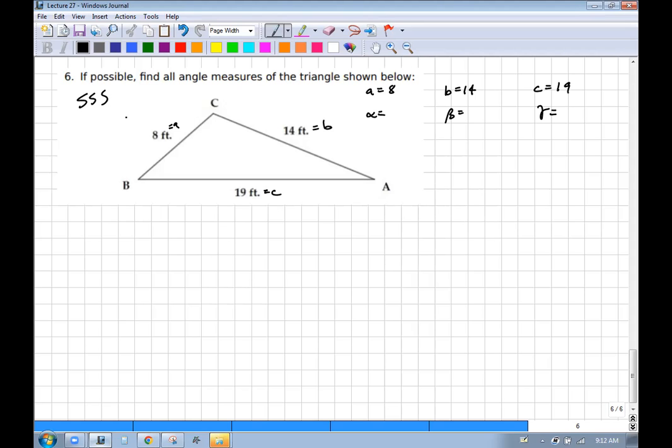So this is a side-side-side situation. We can't use the law of sines, right? We only have 2 out of 4 pieces of information. So this is going to be a law of cosines situation. We know A, B, and C, so we can go for alpha. If A squared equals B squared plus C squared minus 2BC cosine alpha, then alpha would be cosine inverse of B squared plus C squared minus A squared over 2BC.